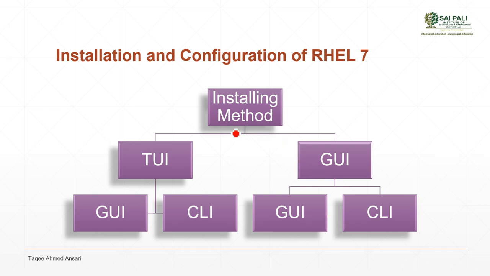So we have two installation methods, TUI and GUI. GUI is normally the graphical installation method, where you can also use your mouse to do the installation. And TUI is a command line installation where you can choose different options to select or do the installation. But after installing, you can get a graphical interface or a command line interface. It is only a matter of which options you select.